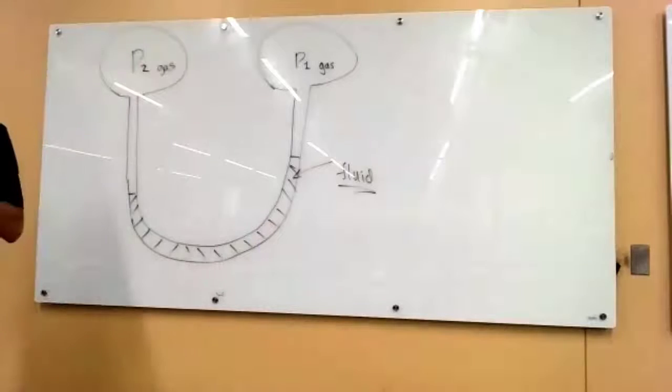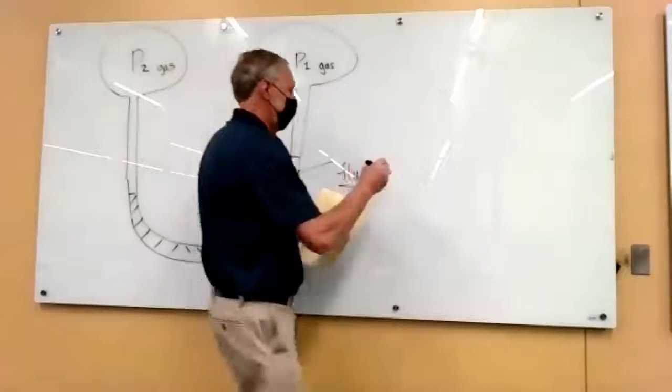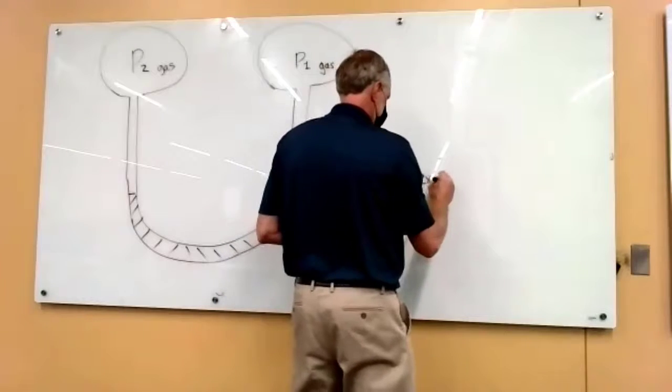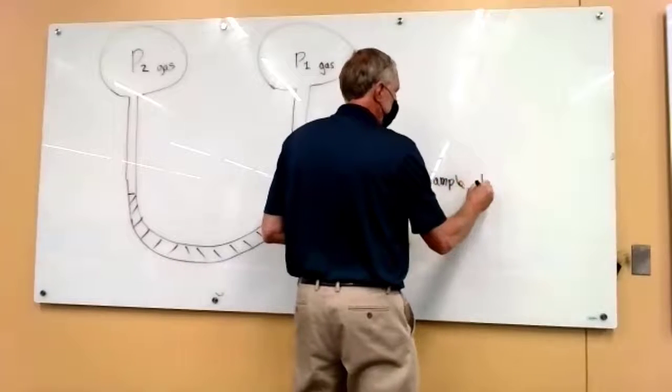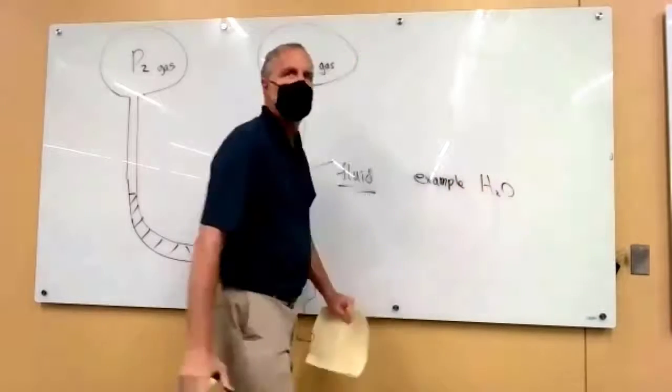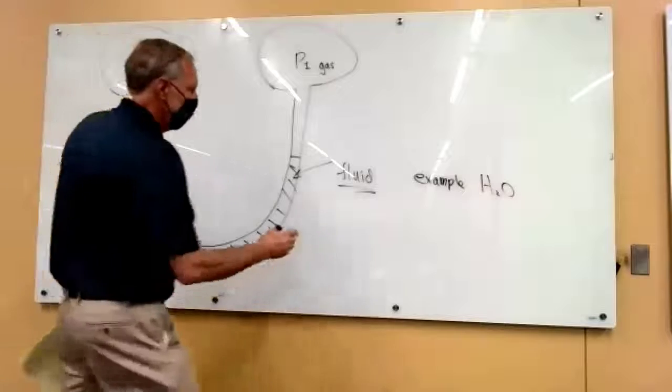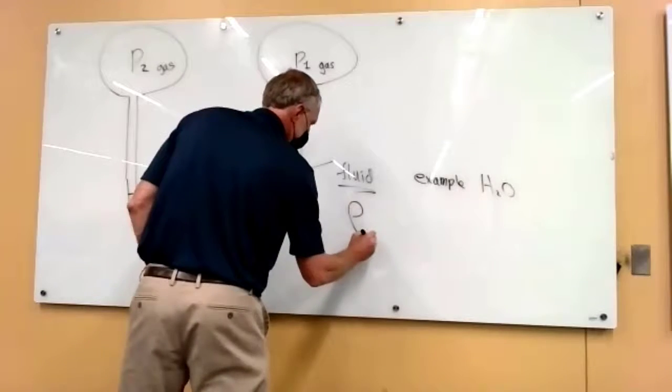And it can be any kind of fluid. Let's say, for example, an easy one is just water. But it has a density rho.